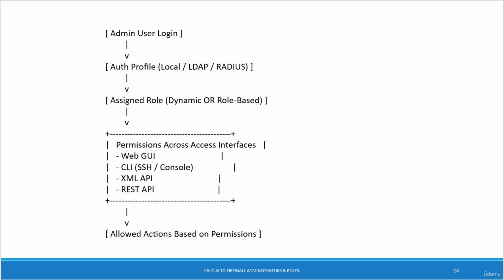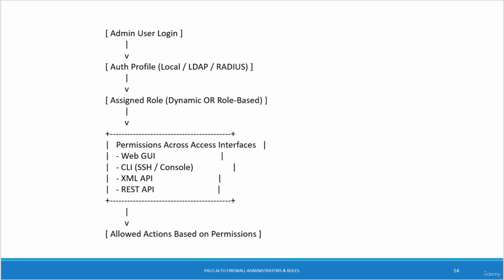So this is how the actual login process would take place. You have the admin user on the login screen. You provide the username and password. Then you have an auth profile, which would point you to either the local database or LDAP or RADIUS, TACACS, all the options available there. Once you have that defined, then it will fetch the permission from the particular database, and then it will be assigned a role, right?